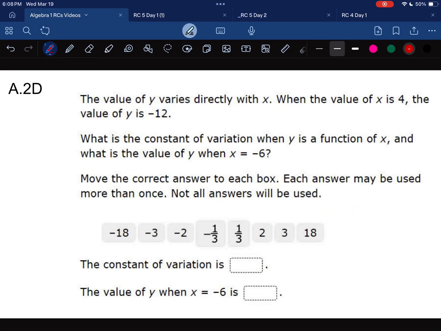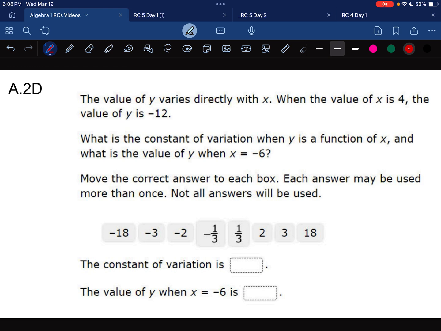All right, hopefully you were able to solve the problem without needing help, but we're going to do it together. The value of y varies directly with x. When the value of x is 4, the value of y is negative 12. What is the constant of variation if y is a function of x, and what is the value of y when x equals negative 6? Move the correct answers to each box. Each answer may be used more than once.